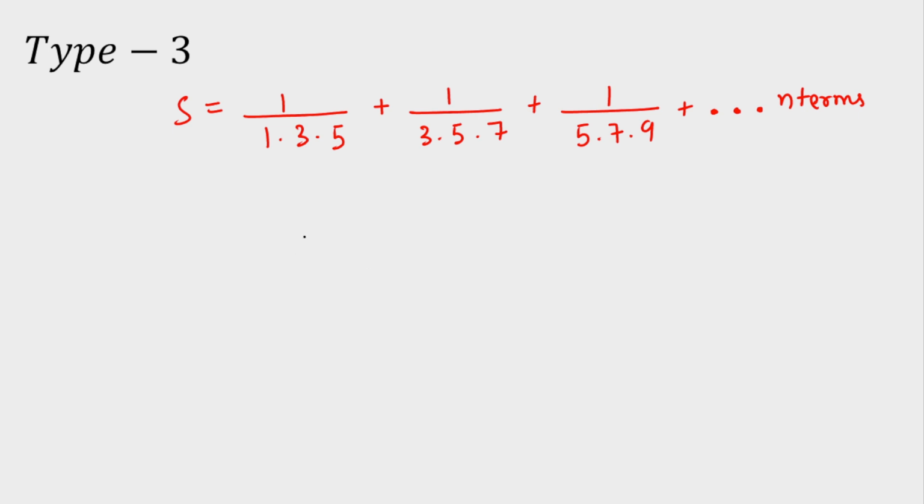Now I forgot to tell you one thing in the introduction of type 3, that is this logic, creating in the numerator last term minus first term, is only valid when the factors of the consecutive terms vary in AP only. So remember this, the logic only works when the difference between consecutive terms' factors is in AP only.